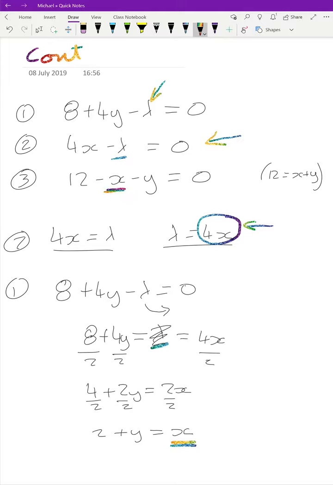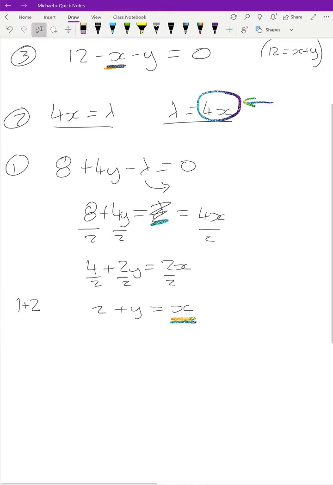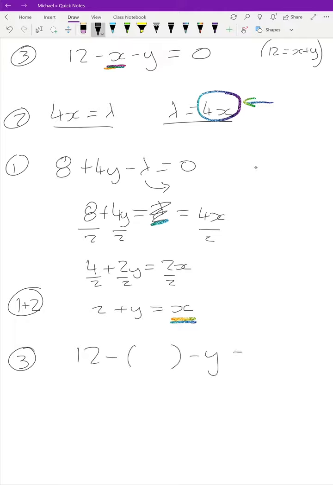So I'm going to put my equation that I've just come up with, which I'll call 1 plus 2, into 3. So I've just moved it up a bit. Equation 3 is 12 minus x minus y equals 0. I've done a bracket instead of x, and I'm going to put this into the bracket, 2 plus y. Then I get 12 minus 2 minus y equals 0.